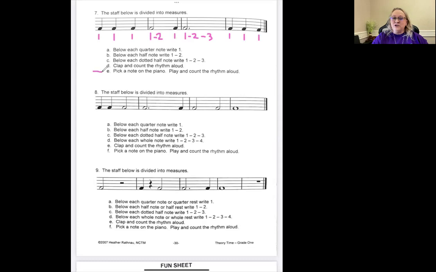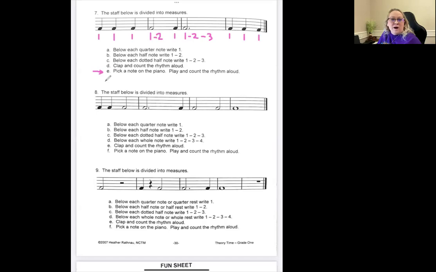Now what you're going to do is pick any note on the piano. I'm going to pick middle C. So if you know how to find middle C, then you can do it along with me on middle C, or you can pick any note that you want. Same thing we did clapping, but we're going to play a note instead. When we get to those white notes, we're going to hold the note down.